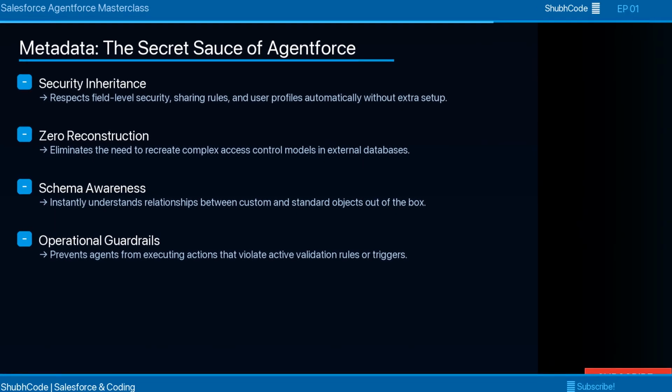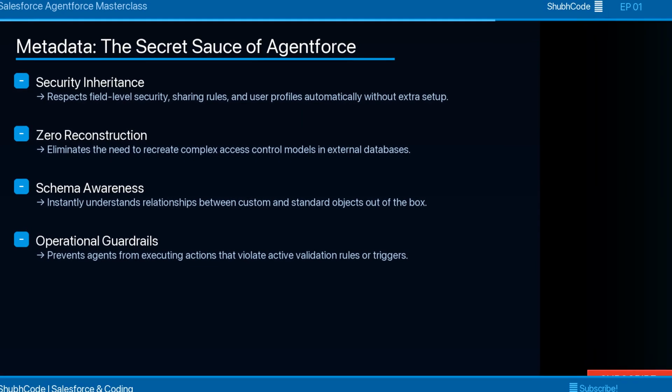What makes Agentforce uniquely powerful compared to external AI platforms is its native integration with Salesforce metadata. Metadata is the structural blueprint of your organization. It knows who your users are, what objects exist, and which sharing rules are active. When an agent runs, it automatically respects your existing sharing settings, field-level security, and validation rules. It is like an employee who instantly knows the company policy, org chart, and security protocols on their very first day on the job. You do not have to rebuild security guardrails from scratch because Agentforce inherits them directly.